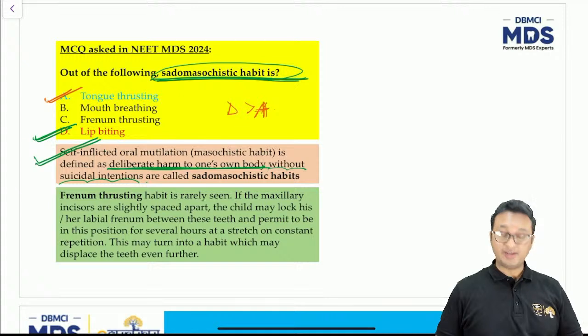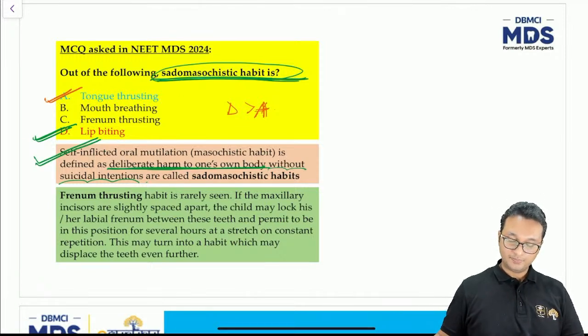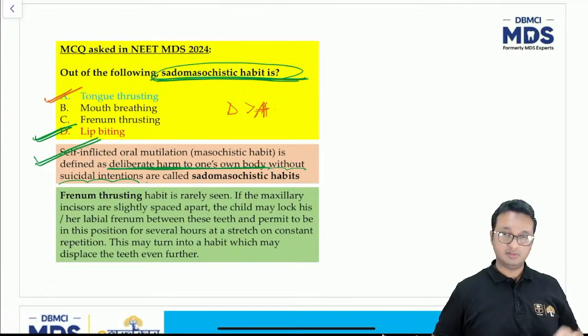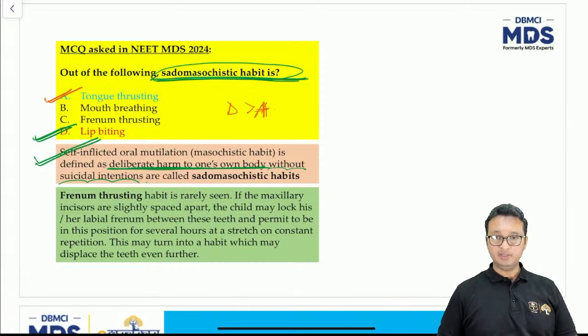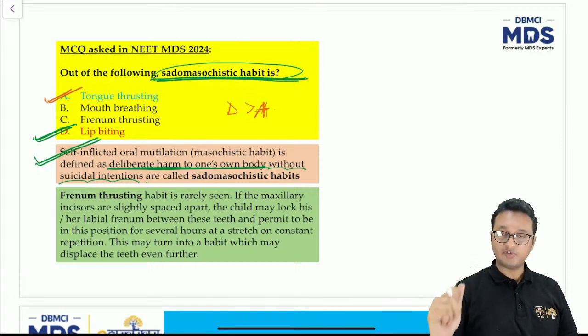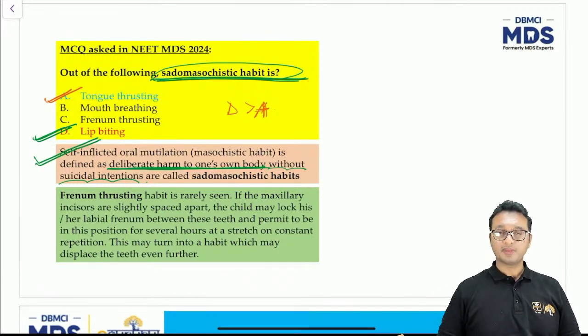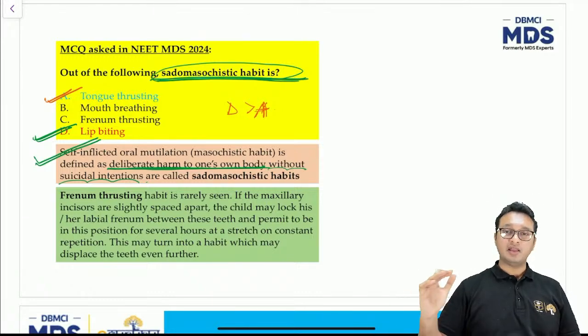Now, what is the meaning of frenum thrusting? That also I've included here. If the maxillary incisors are slightly spaced apart, the child may lock his or her labial frenum between these teeth and permit it to be in this position for several hours at a stretch. On constant repetition, this may turn into a habit which may displace the teeth even further apart. That's the meaning of frenum thrusting. That is not a very important thing to remember, but the only thing you have to remember in this particular MCQ is the meaning of sadomasochistic habit. Why does it happen, and what is the best example of that?